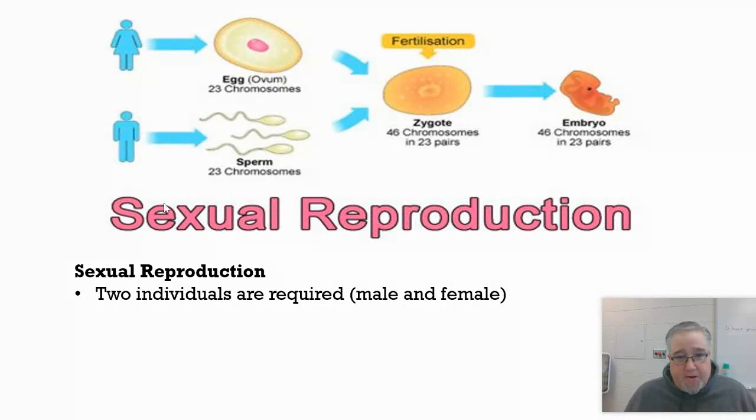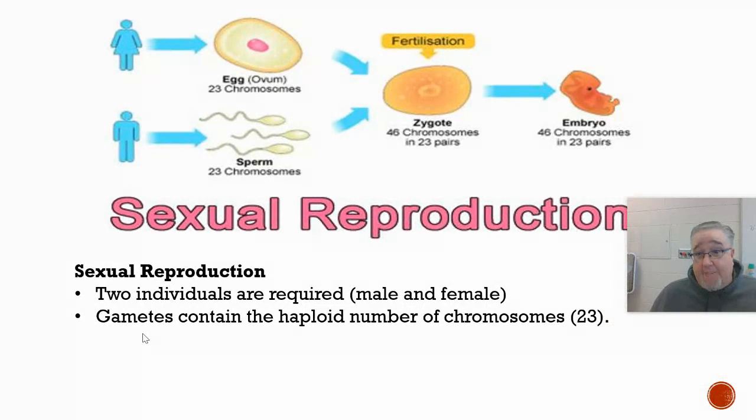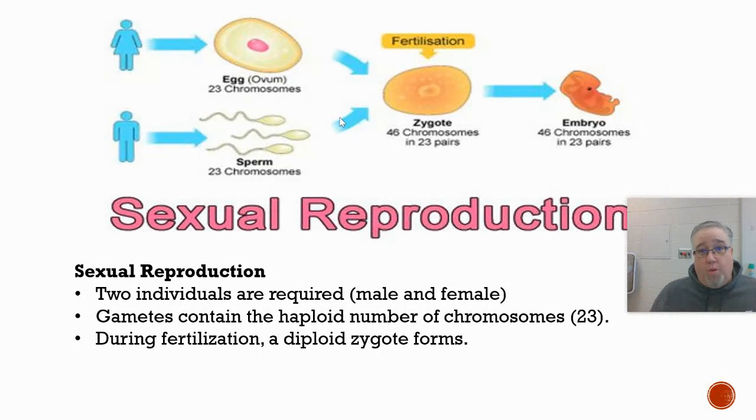So if you need two individuals, then you need two different cells, right? You need two different gametes, you need sperm cells, you need egg cells. And again, those contain the haploid number of chromosomes. So when those sperm and egg cells combine to form what we call a zygote, which is the first cell that everybody came from, that zygote is a diploid cell, right? And then 9 months later, you'll eventually have a baby.